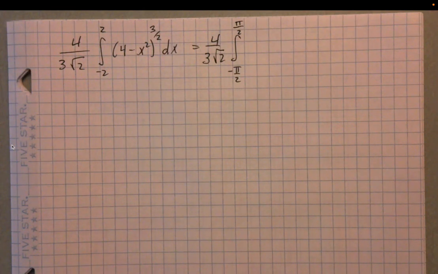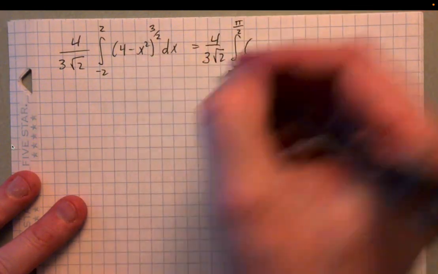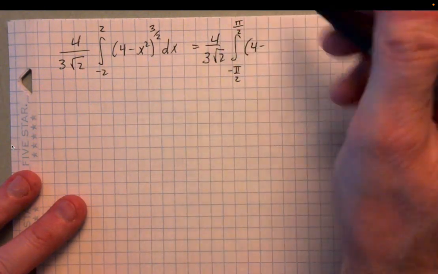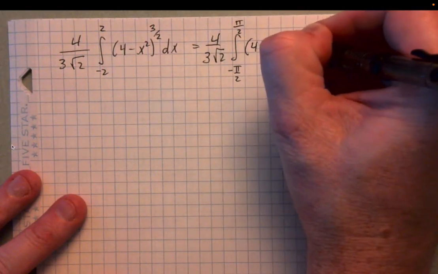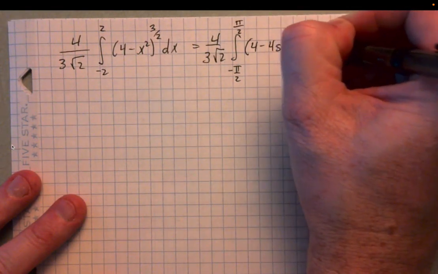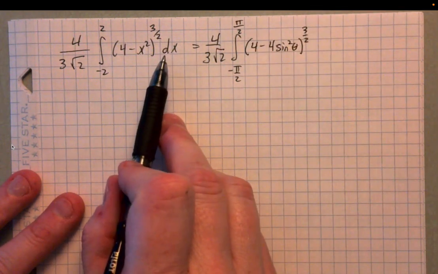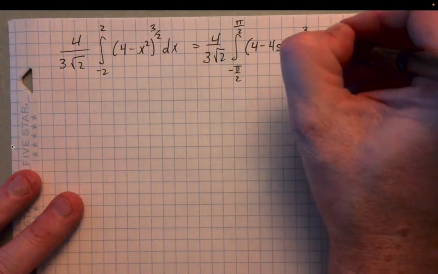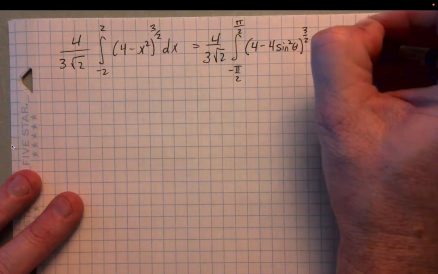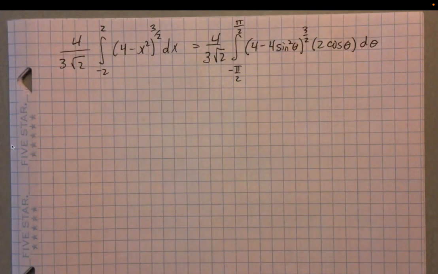That's not the hard part by any means. But then instead of 4 minus x squared, we're going to have 4 minus 2 sine theta squared. So that becomes 4 sine squared theta, right? And that's raised to the 3/2 power. Now remember, dx was equal to 2 cos theta d theta, right? So you're going to have 2 cos theta and then d theta. So that's the total substitution that you need to do to get this outer integral.